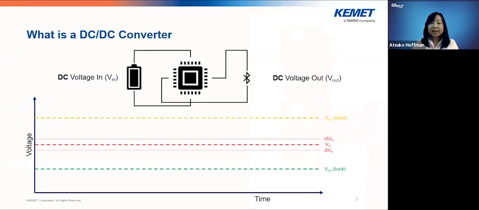So what is a DC to DC converter? A DC to DC converter is a type of switching regulator, and it converts one type of DC to another. It takes input voltage that may have some variation and produces a stable output voltage. It can either step down the voltage, a buck converter, or step up the voltage, a boost converter.